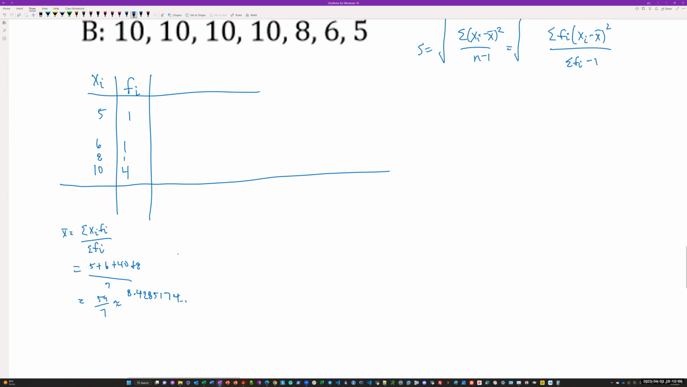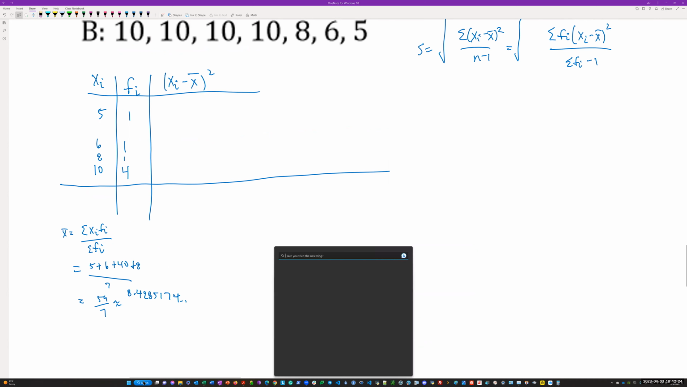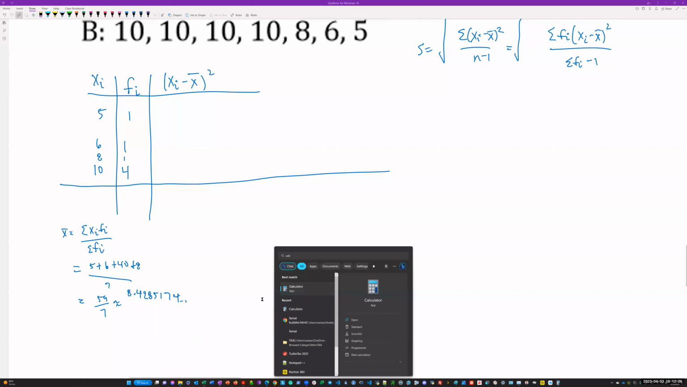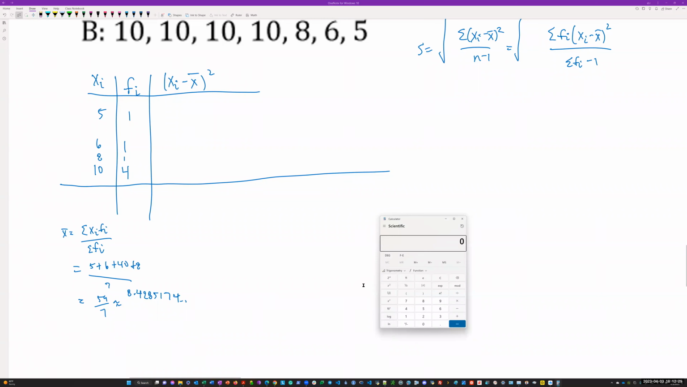All right, but now we need to do what? Xi minus X bar squared. Does that make sense? So now for the first one, this is going to be quantity 5 minus 8.4285174 squared. So I get this number, 11.7547 approximately.